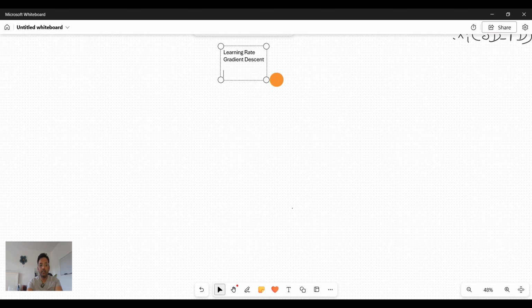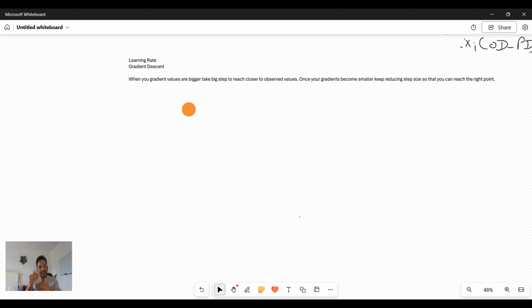Gradient descent says that when your gradient values are bigger, take a big step. As you reach closer to the observed values, the gradients become smaller, so keep reducing the step size so that you can reach the right point. Your step size is getting reduced so that you can easily reach it. Once you are far from the line, you can take a big jump.